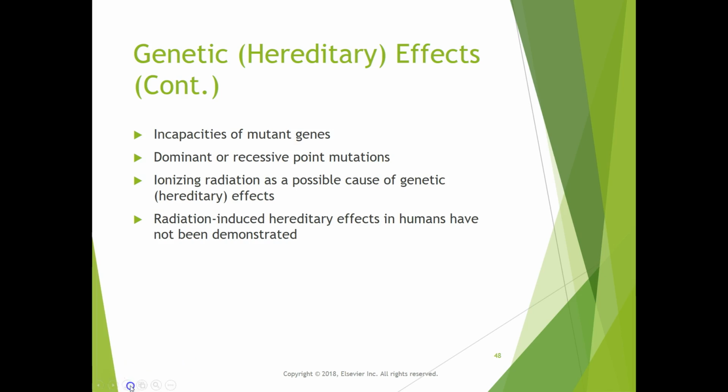Now, point mutations can be either dominant or recessive. Radiation is thought to cause primarily recessive mutations. For a recessive mutation to appear, both parents must have the same genetic defect. This means that the defect must be located on the same part of the DNA base sequence. Because this rarely occurs, the effects of recessive mutations are not likely to appear in a population.